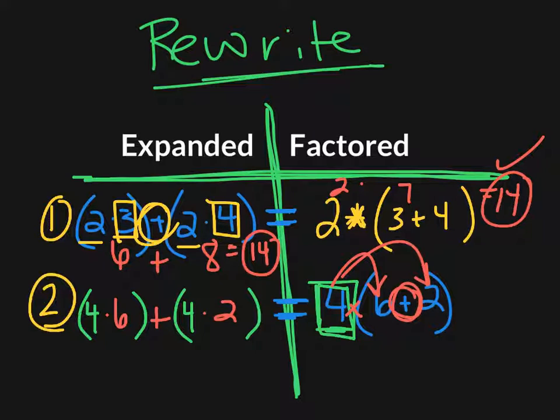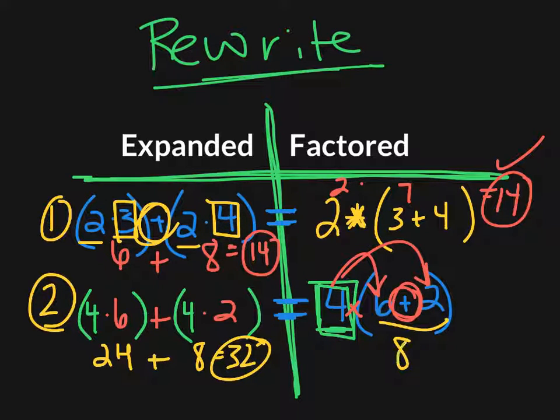I need to check my answer. 4 times 6 is 24, plus 4 times 2 is 8. So this would get us to 32. Over here, 6 plus 2 is 8. 4 times 8 is equal to 32. So once again, these are equal to one another.